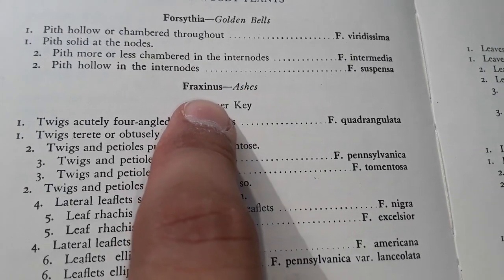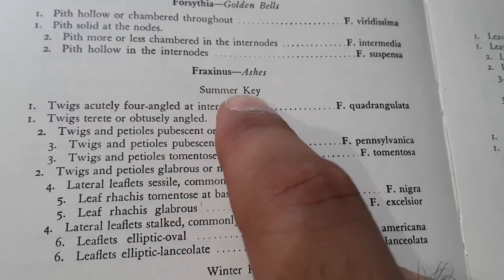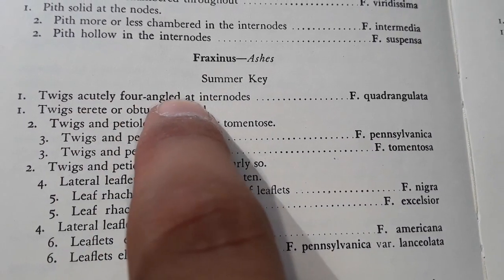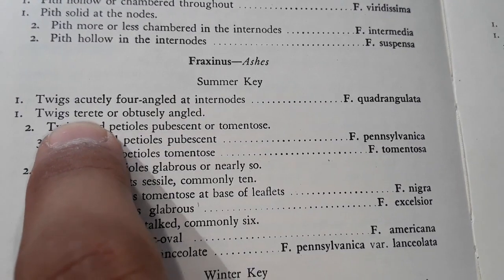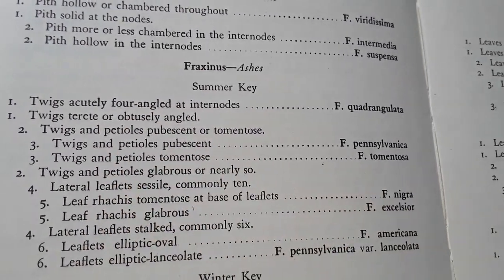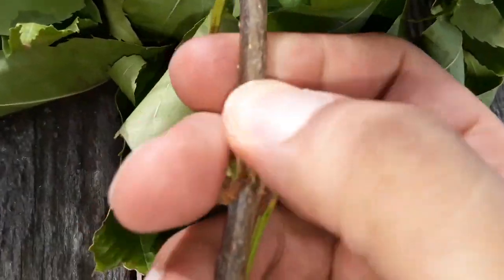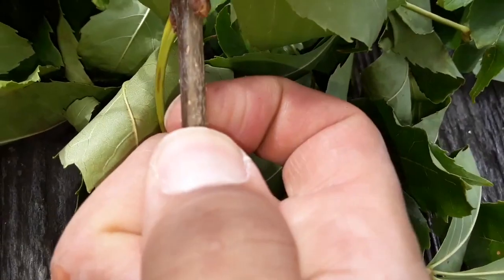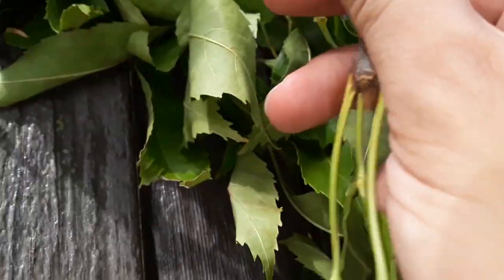Here's the key to the Fraxinus. Are we going to have twigs that are acutely four-angled at internodes, or twigs that are circular, round, or obtusely angled? And if you look at this, it is quite round. There's no angling to it at all. This is terete. If I were to make a cross-section of it, you see that it's circular.